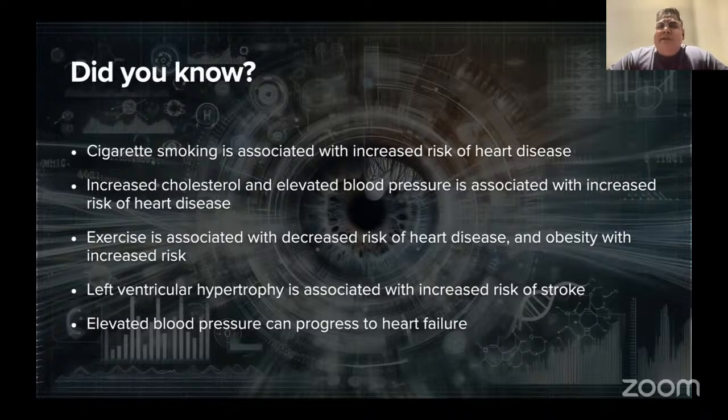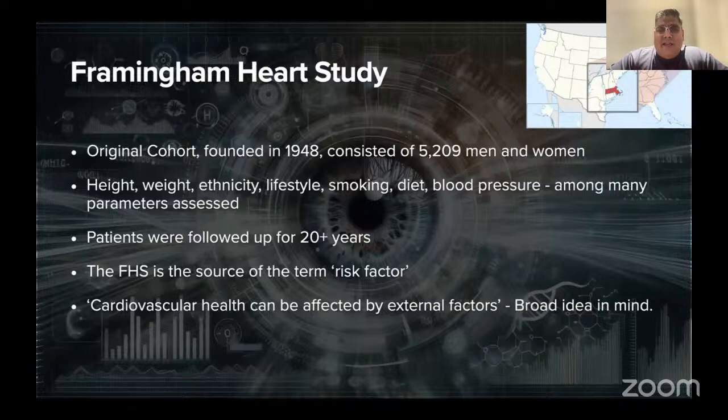But do you know how these came about? There's a small town called Framingham in Massachusetts, close to Boston. And until 1948, they just knew that there are some factors outside our control which could affect cardiovascular health. They enrolled about 5,000 people in the town. Everything and anything about these people and their lifestyles was collected. They were followed up for 20 years.